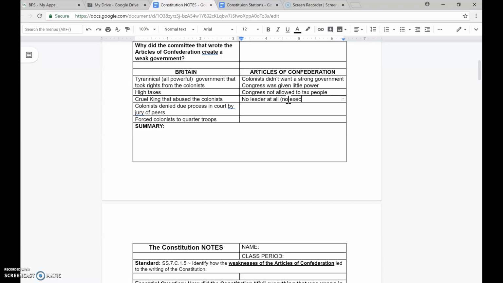No executive branch. There we go. Problem solved. No cruel king. We just won't have a leader. It's awesome. All right, colonists denied due process in court by jury of peers.